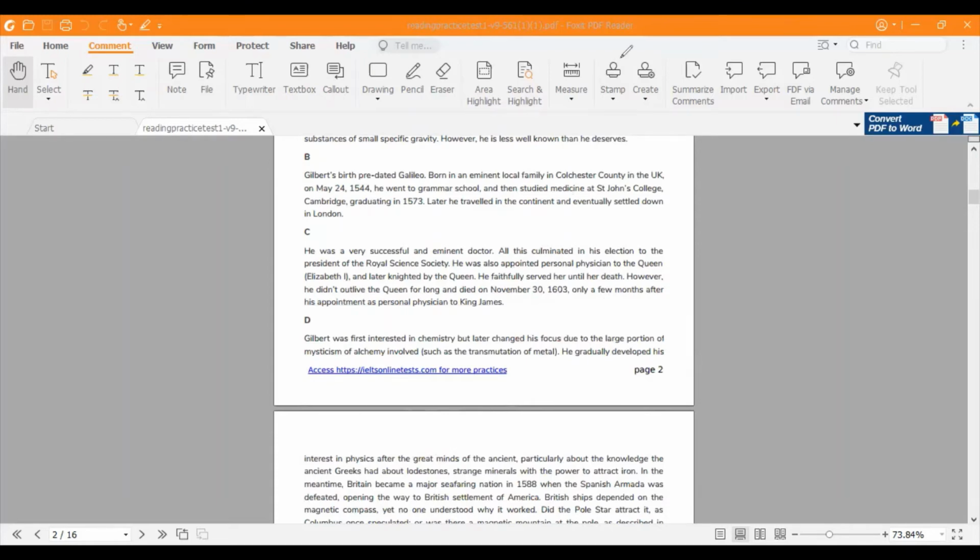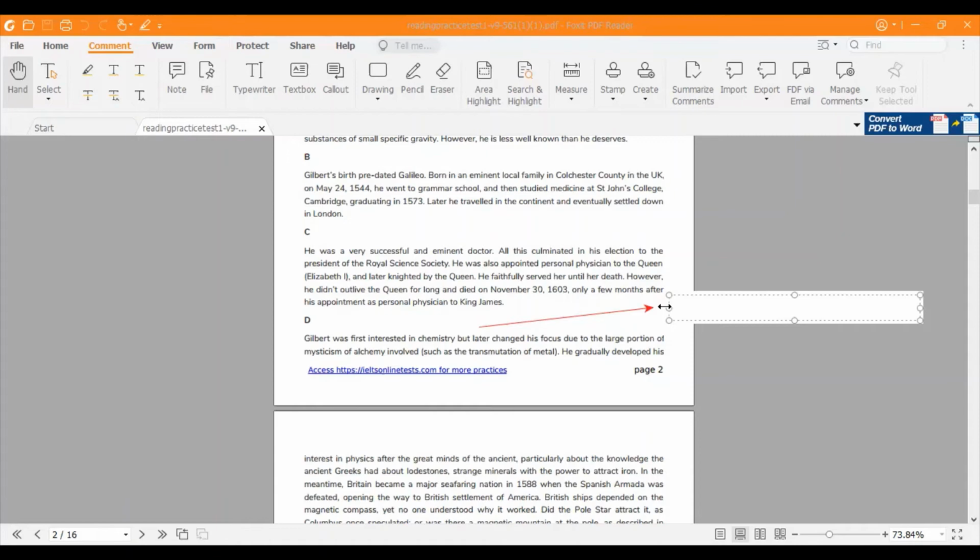Which one is the most important word? And you think that actually this paragraph is going to be about it? That he was first interested in chemistry and then he changed his focus. So what will you write like here? The most important, just one or two words. He changed his career, or just write something.